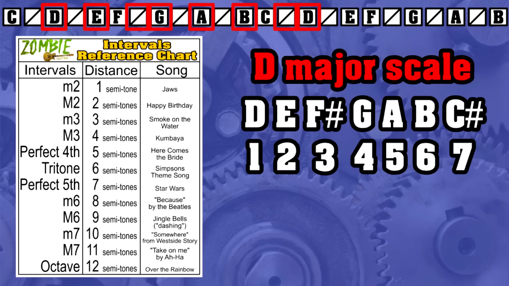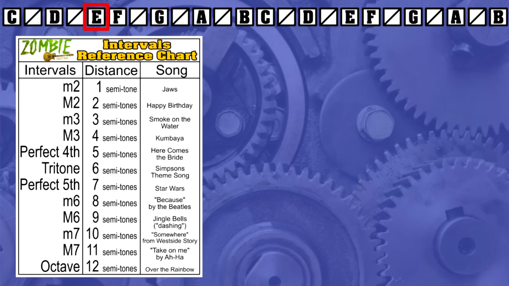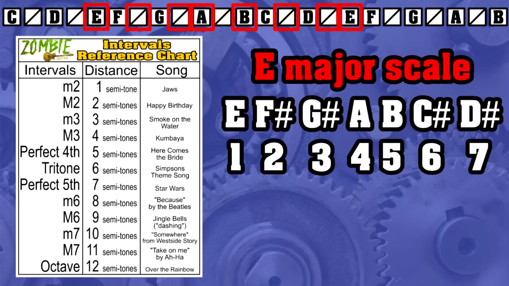Let's say that I wanted to start on the note, I don't know, E for example. So here's E. The intervals within that scale are all still the same if I want to play Happy Birthday. Or if I want to play Kumbaya with the third. Or if I want to play Here Comes the Bride with the fourth. Or if I want to play Star Wars with the fifth. Or if I want to play the Dashing Through the Snow part of Jingle Bells with the major sixth. Or if I want to play Take On Me. Or if I want to play the octave.